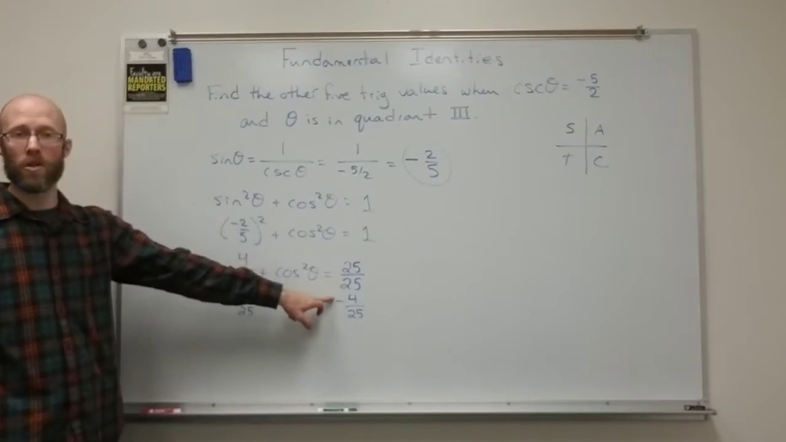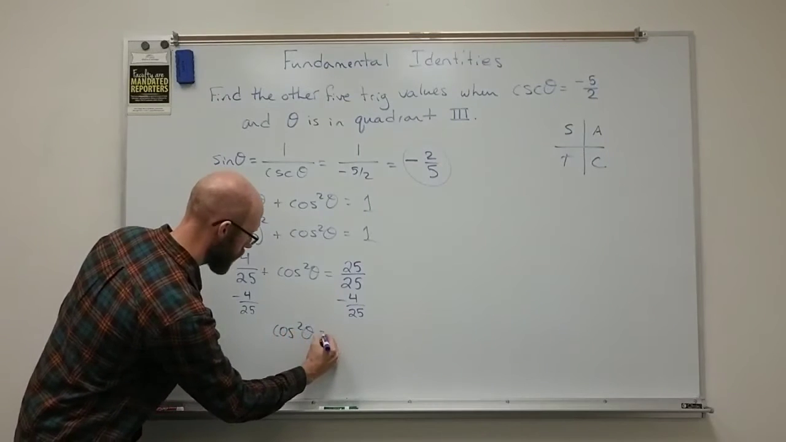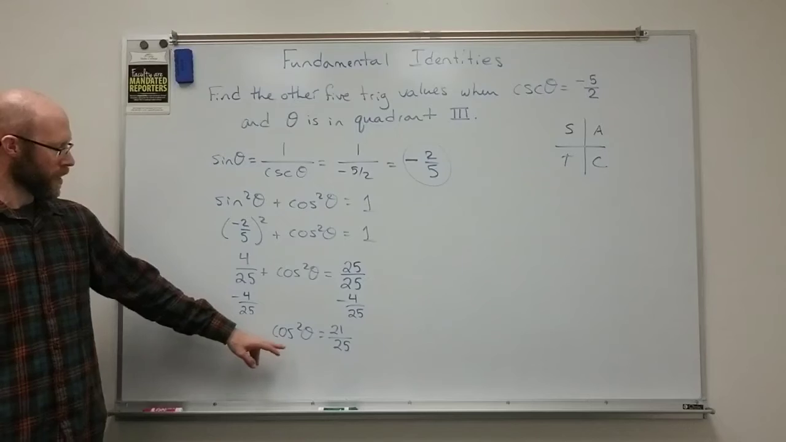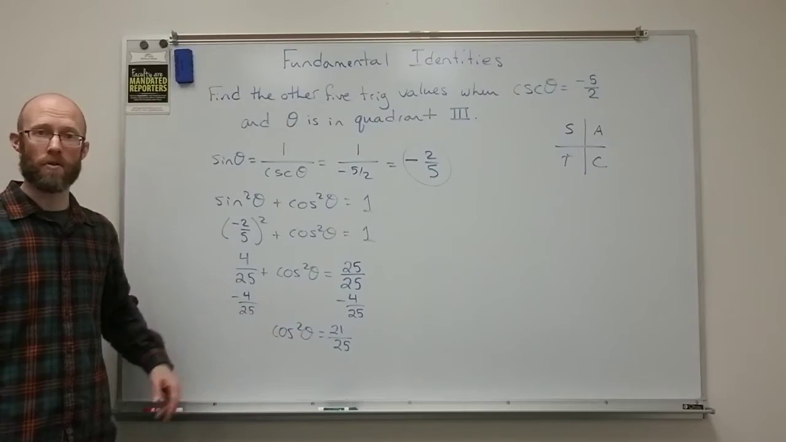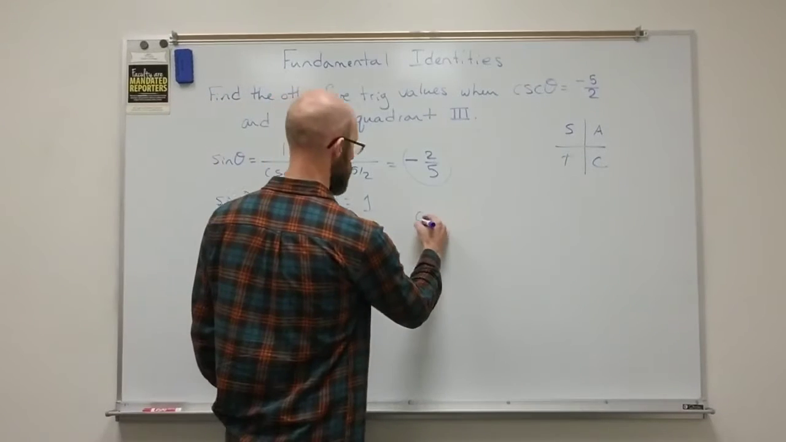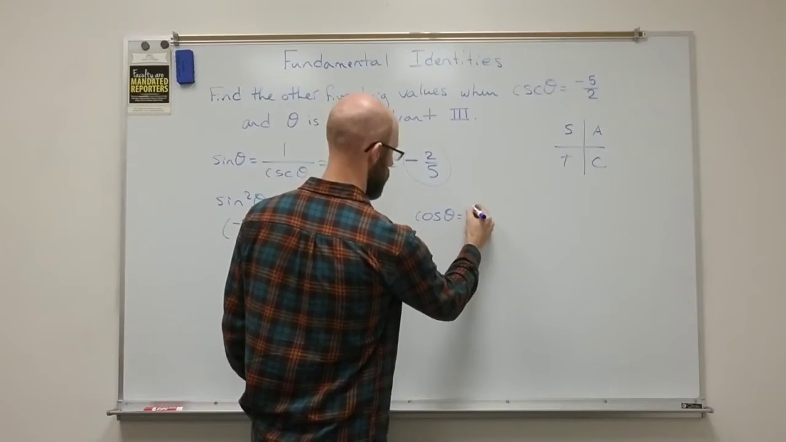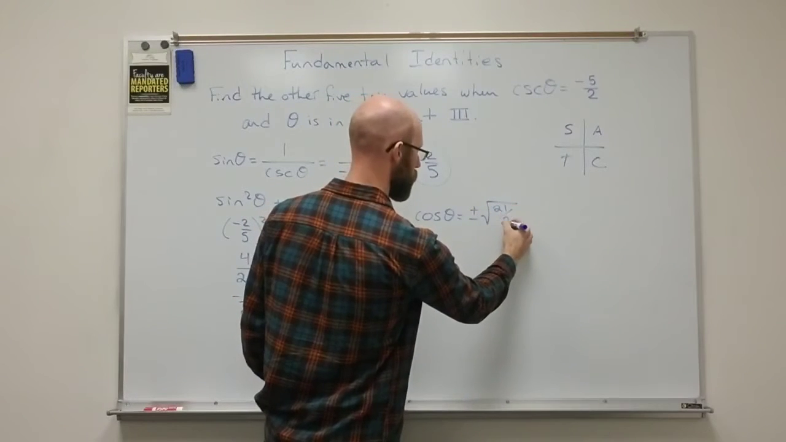25 minus 4 is 21/25. So I have cosine squared theta is 21/25. And then I need to take the square root to solve for the cosine, right? So the cosine of theta is the positive or negative square root of 21/25.